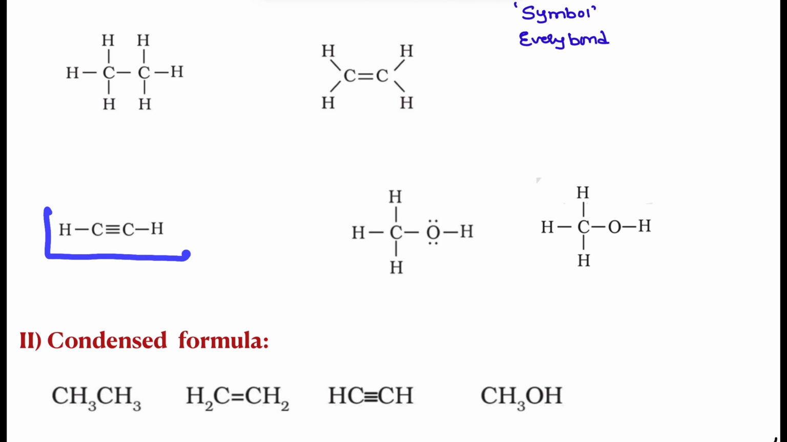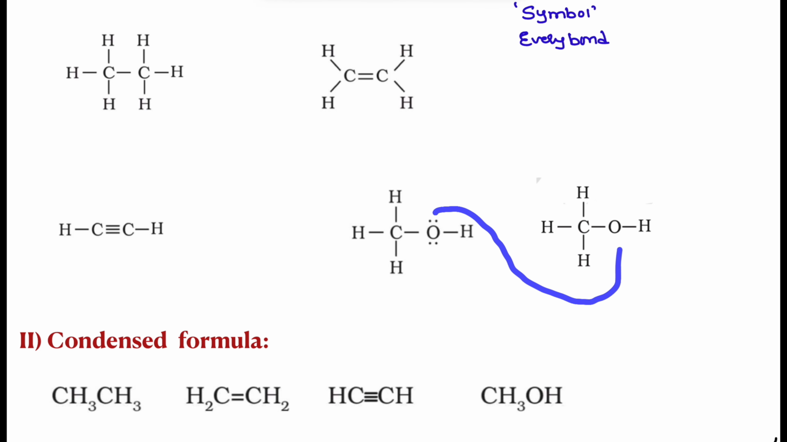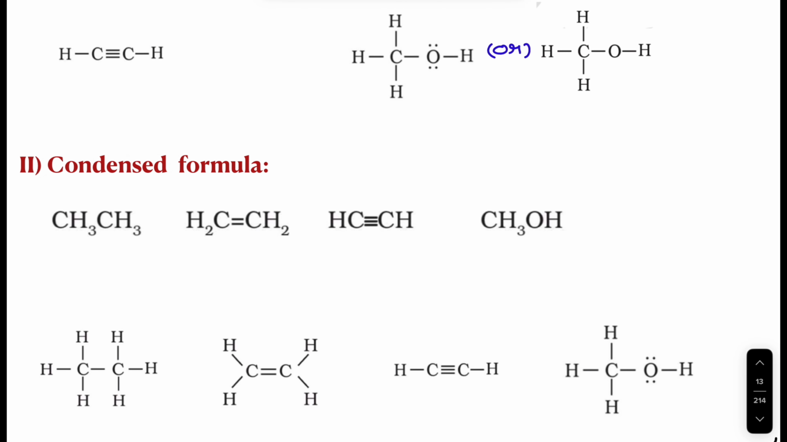You can take acetylene, that is ethyne molecule, and here that is methyl alcohol. But in this, whenever there is a heteroatom and that heteroatom contains lone pair, those lone pairs may or may not be indicated. But here both are correct, and this is about a complete structural formula.